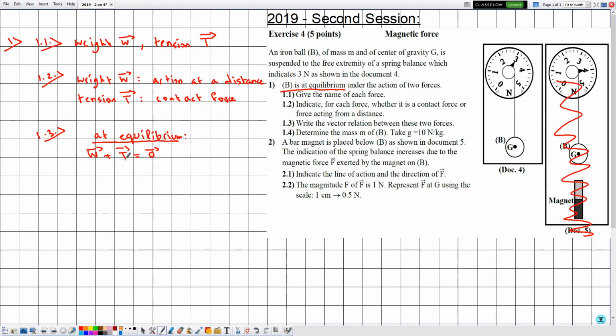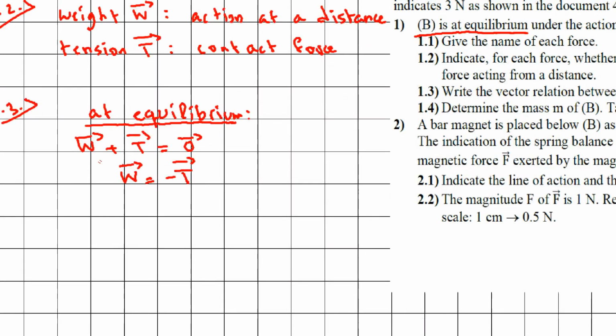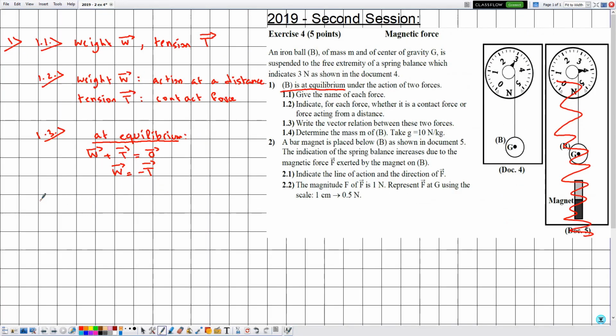Now moving the tension T to the right hand side of the equation gives us W vector is equal to minus T vector. The first equation tells us that both forces W and T act on the ball B in order for it to be at equilibrium, which means the zero vector, whereas the other equation tells us that both forces have the same line of action, opposite direction, and same magnitude.